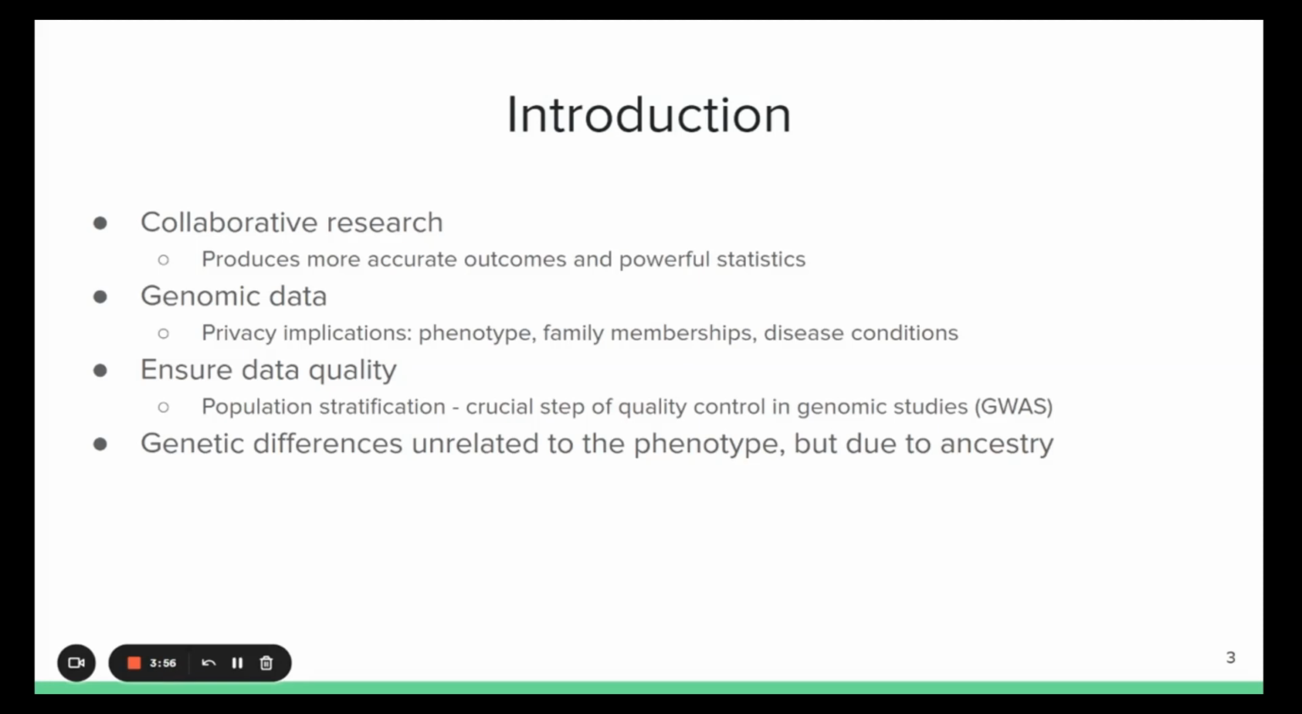We can do that using the quality control steps in genomic studies and also in GWAS, which stands for Genome-Wide Association Studies. The goal of GWAS is to find the genetic variants that are associated with a certain disease or phenotype. And one of the most important steps of quality control is population stratification. As a concept, it stands for genetic differences that are unrelated to the phenotype, but due to ancestry. And what we need to do is that we need to remove this bias.